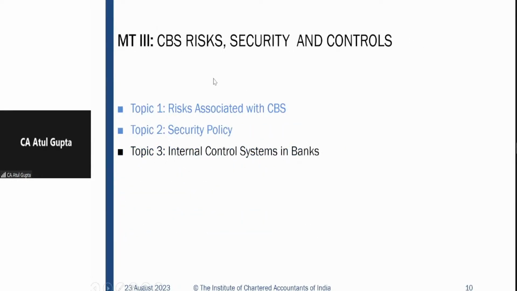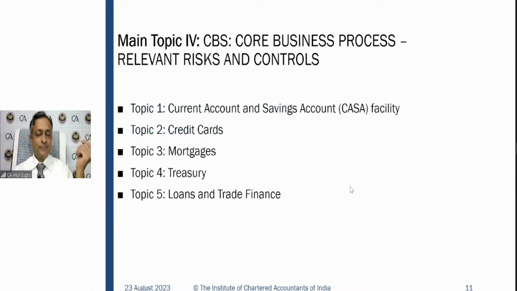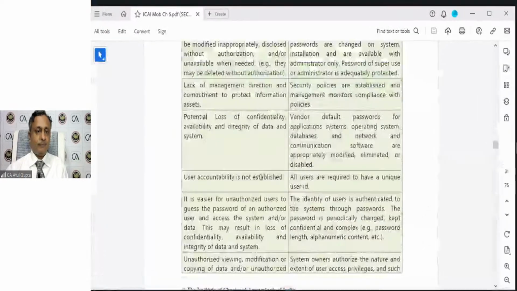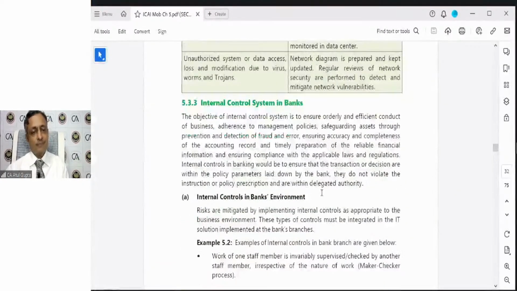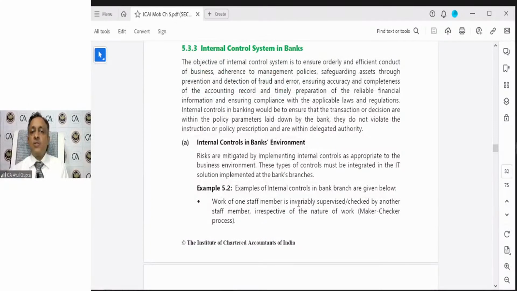So this topic we are here, internal control system of bank. So I'll bring it. The objective of internal control system is to ensure orderly and efficient conduct of business, adherence to management policies, safeguarding of assets through prevention and detection of frauds and error. So this includes internal controls in banking environment. Risks are mitigated by implementing controls.